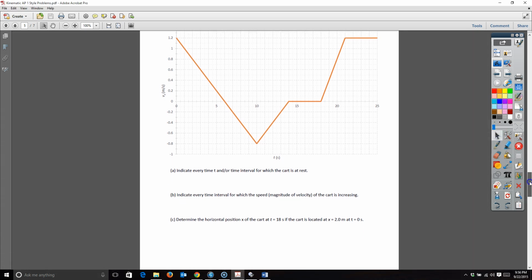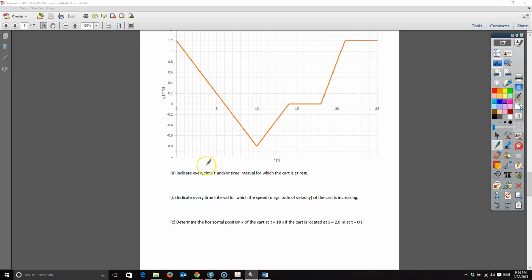So they want us to identify some portions of the graph where the cart is at rest. At rest, we know that would mean the velocity has got to be equal to 0. We know the velocity is 0 here, and then it's also 0 from here all the way over to here. So we can go ahead and write those times down. That'll be 6 seconds, and then it will also be 14 through 18 seconds. If you look at the graph, you can see that that matches up.